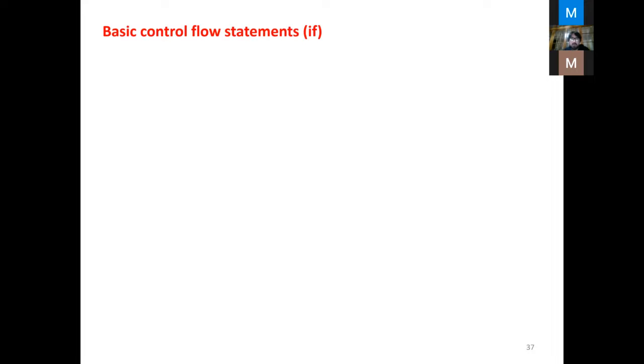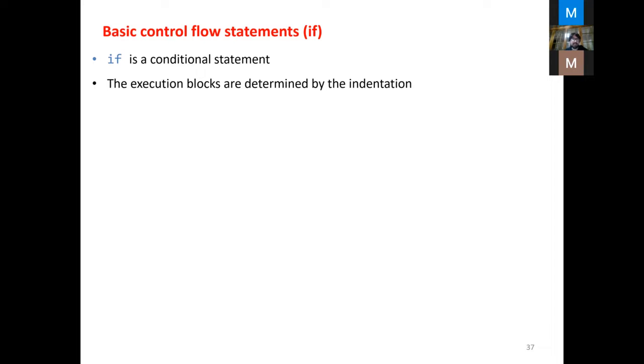Okay, so we go to basic control flow statements. The first one that we're going to see is if, which is the one that I showed you in the very first example that we did. Basically it evaluates a condition, and then it executes the block that is determined by indentation after the if. Then you should not forget that at the end of the line where you're defining the condition, the if, you have to add a colon.